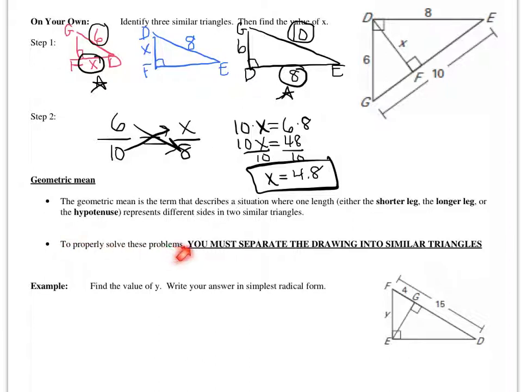It says to properly solve these, you must separate the drawing into similar triangles, and I'm going to be more specific here. We must separate it into 2 similar triangles. We really only need 2 of them. And you're going to ask yourself, which 2 triangles share a side? That's what you're going to be looking for here. So in this next example, let's try these last 2 here.